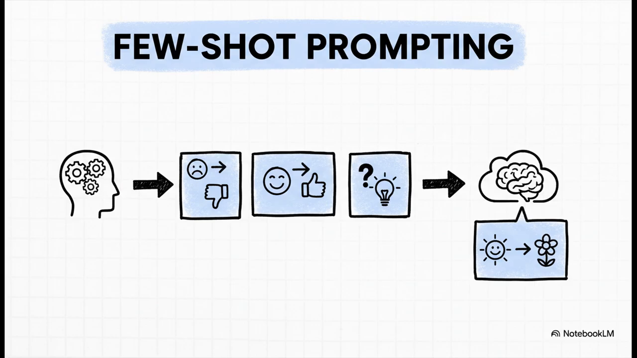But when zero-shot just isn't getting you there, few-shot prompting is your best friend. This is where you give the model a couple of examples of what you want. You're not just telling it what to do, you're showing it. For a developer, this is huge. It's basically like giving the model a few unit tests to study before it has to write its own implementation.